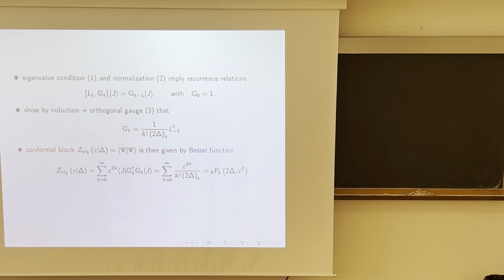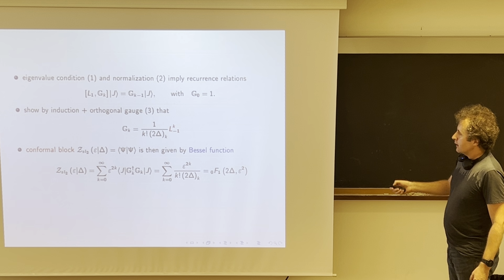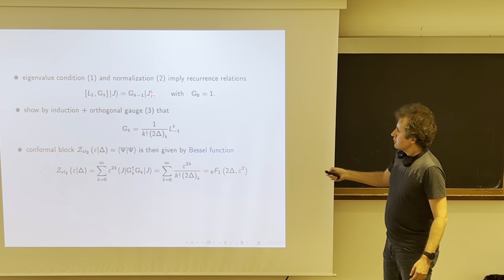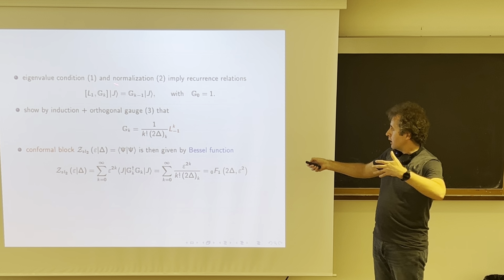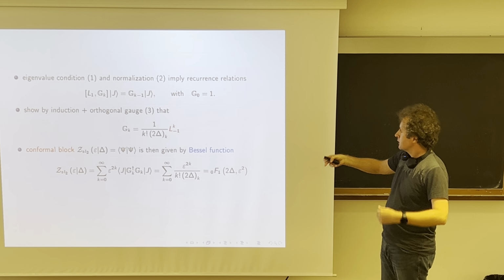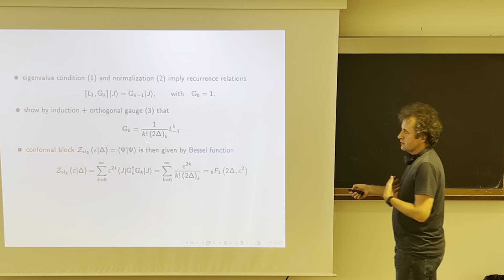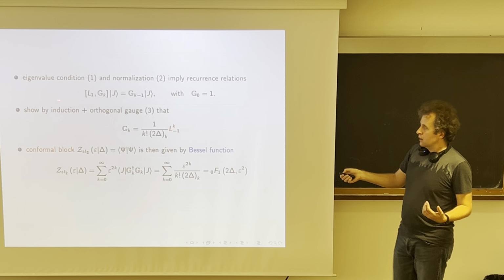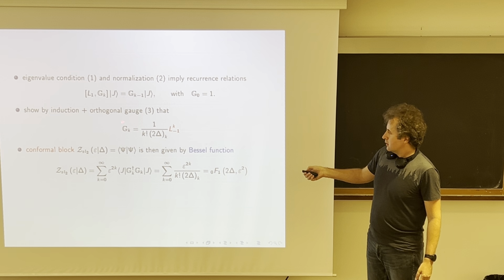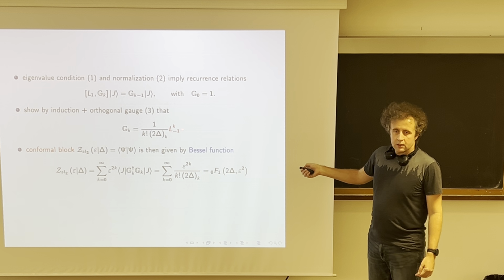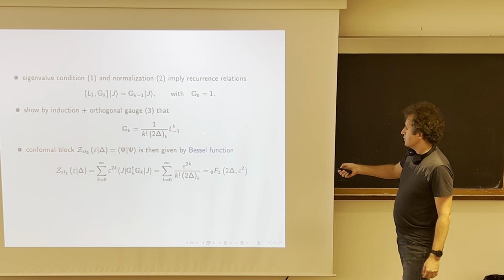Now, if you plug this series for the Whittaker vector into the eigenvalue condition, this gives you a certain recurrence relation on these G_k. These G_k are sums of monomials in L_{-1}. And then it is fairly easy to show by induction, using also this orthogonal gauge condition, that these G_k are given by this. So basically, there is only one basis element that contributes to G_k.